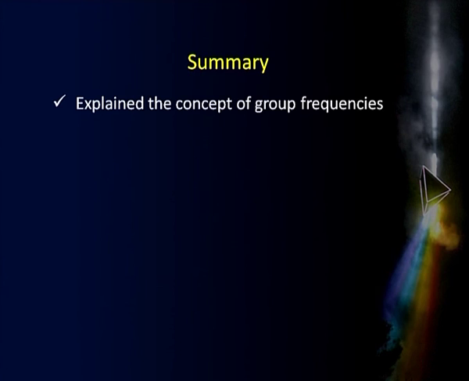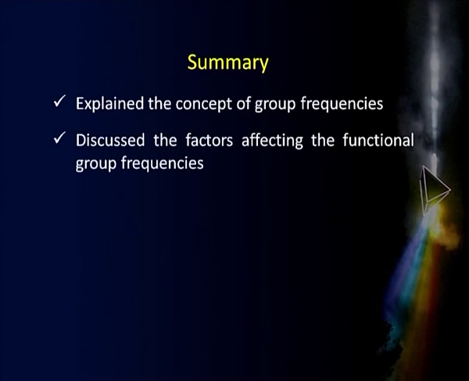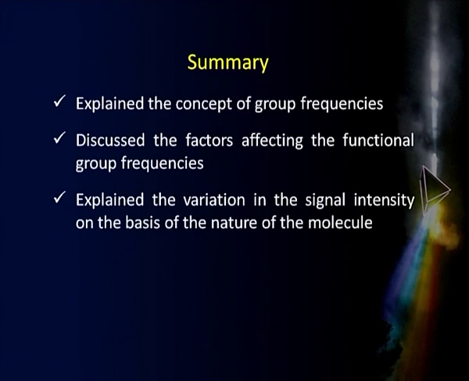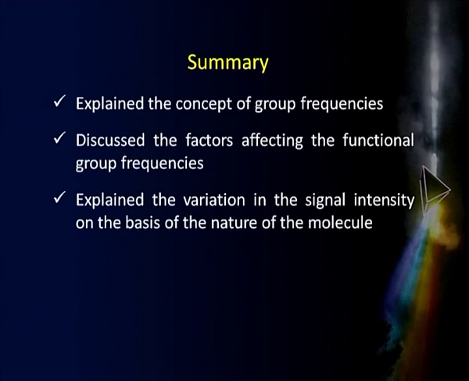Thereafter, we explained the concept of group frequencies, wherein we mentioned that for a certain part of the molecule, the frequencies are very characteristic of it. They are independent of the bulk of the molecule. Having done that, we discussed certain factors which affect the functional group frequencies. We took up 3 factors: resonance, hydrogen bonding, and the physical state. And thereafter, we briefly touched upon the variation in signal intensity on the basis of the nature of the molecule. Say, the polar molecule signals will be more intense as against those of the non-polar molecules, and so on and so forth.